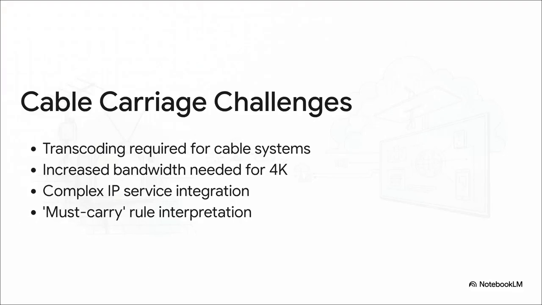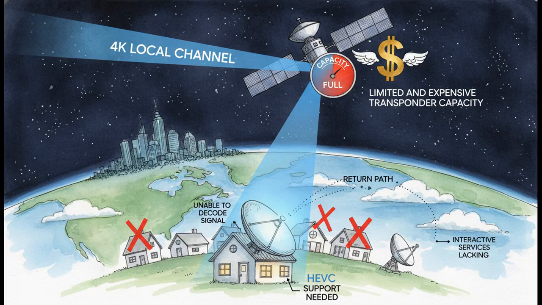And the headaches don't stop at your transmitter. Getting your brand new 3.0 signal carried on cable systems is a whole other level of complex. They have to transcode it back to a format their set-top boxes can actually understand. The 4K signals eat up more of their bandwidth. And there are still some really big unanswered questions about how the old must-carry rules apply to all these newfangled IP-based services.